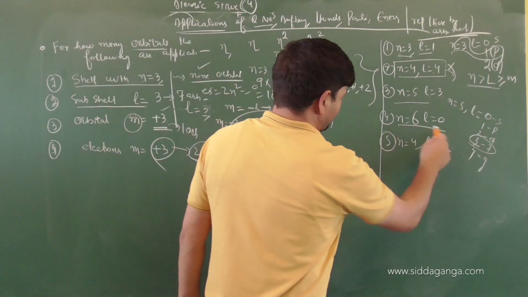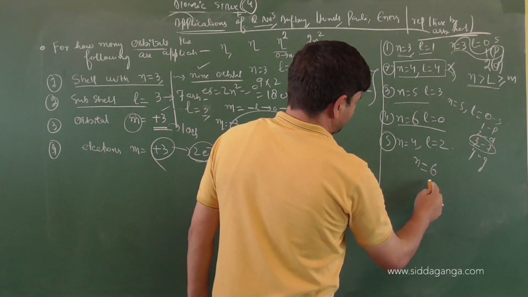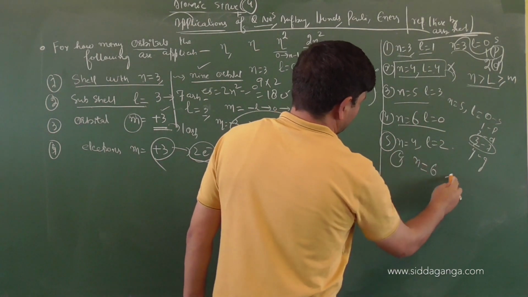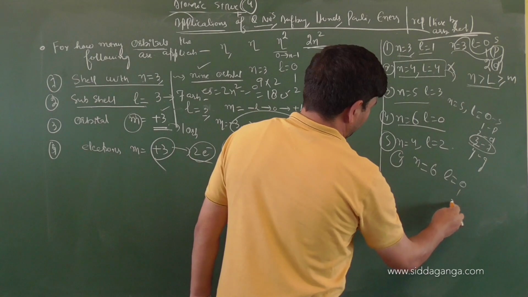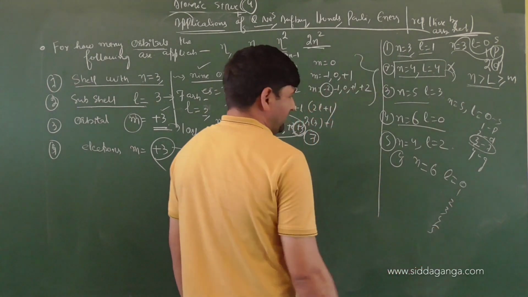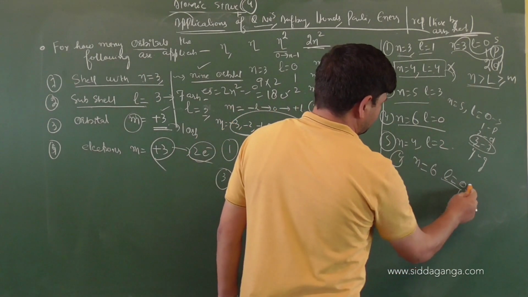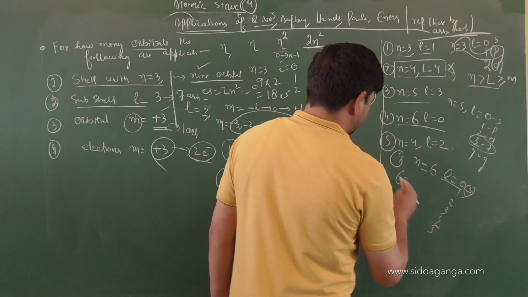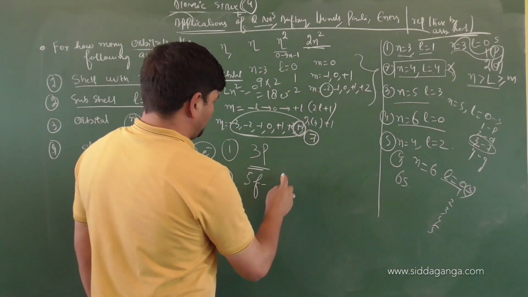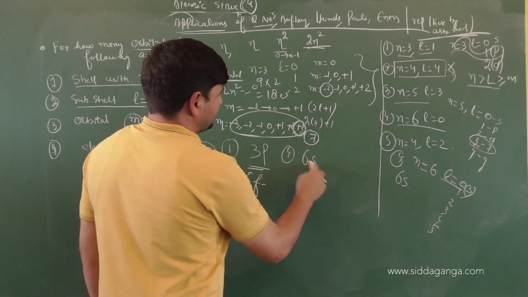Fourth one, it should be easier, children. What is N value? 6. Fourth one, N is 6. What is L value? 0, 1, 2, 3, 4, 5. Correct or not? So L mentioned to you is 0. That means S. So technically you are talking about 6S. So fourth one will be 6S.